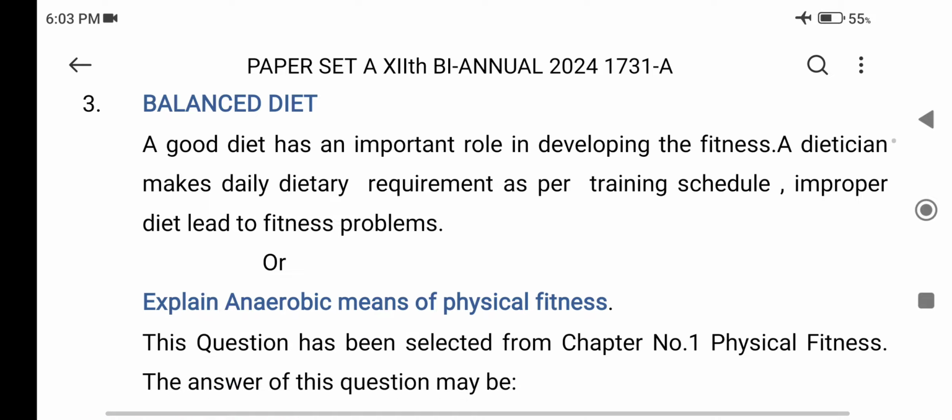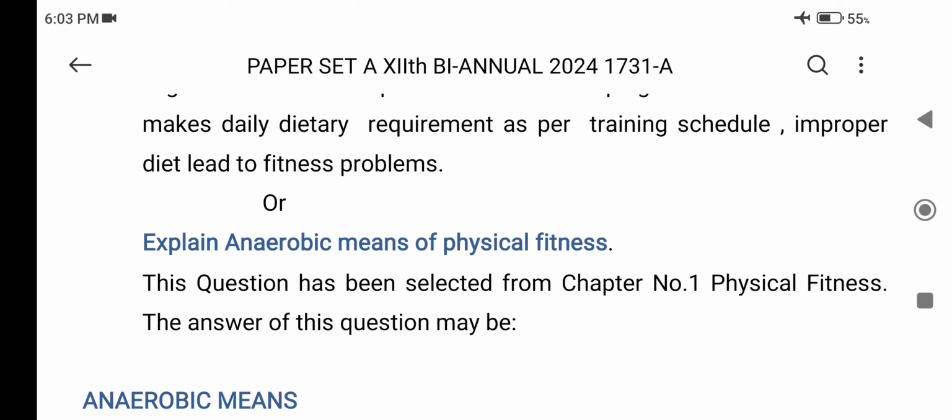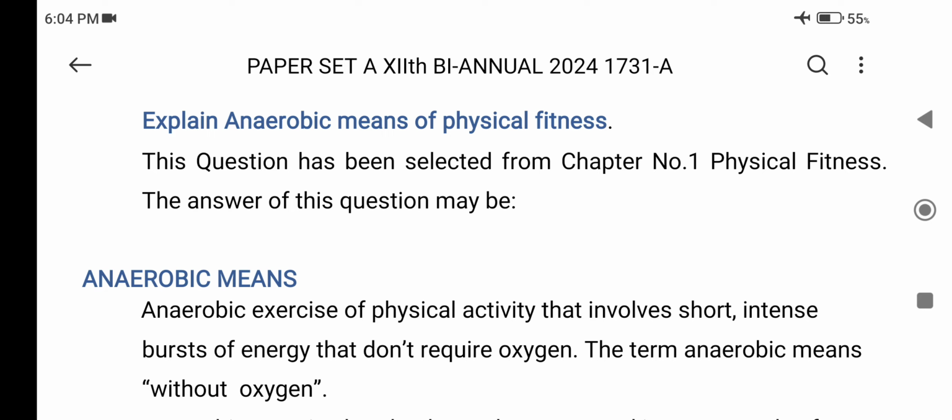Or, explain anaerobic means of physical fitness. This question has been selected from chapter number 1, Physical Fitness.